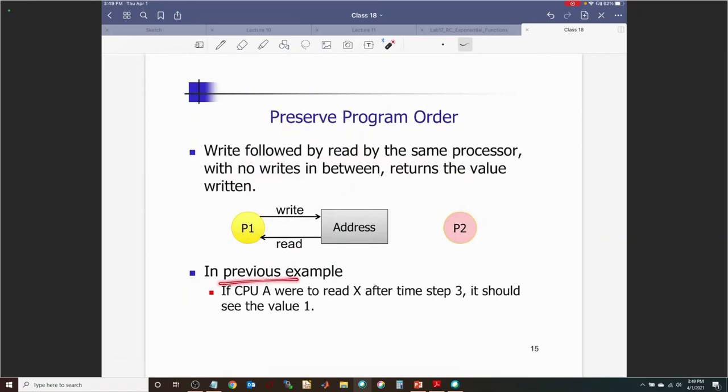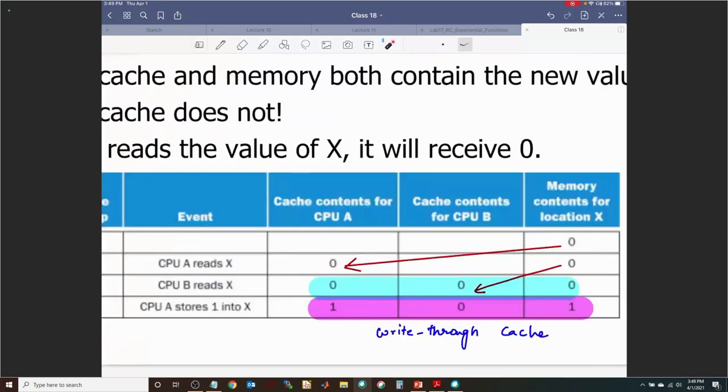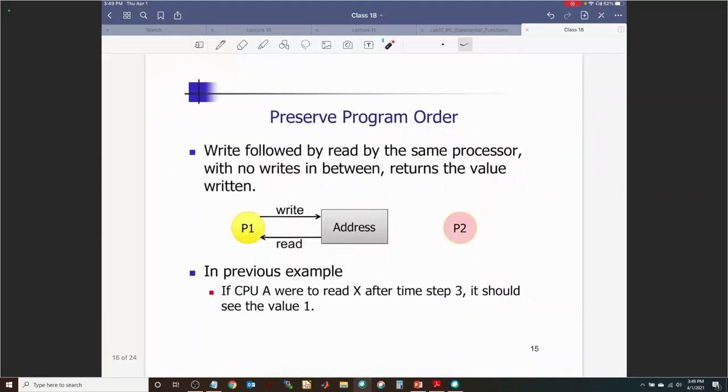So in the previous example, if CPU A were to read X after time step 3, it should read the value 1 because it just wrote that. In time step 4, say for example, if CPU A reads X, it should read 1, because 1 is what it has in its private cache. That is preserving the program order. Whatever you write to the address, you read it back, it should be the most recently written value. But this is in the context of the same processor writing and reading.